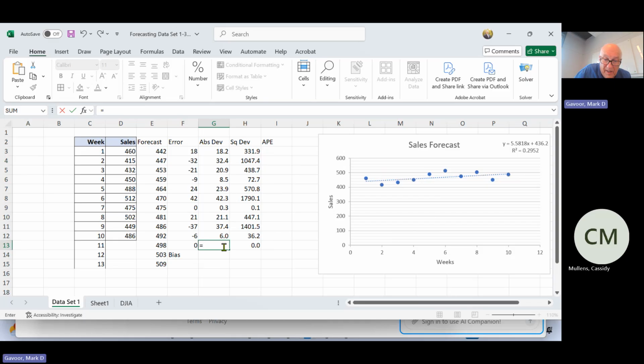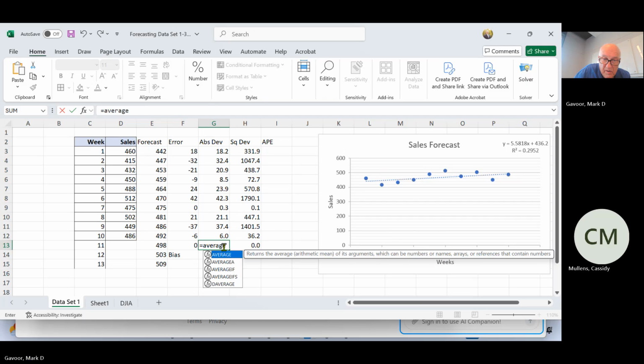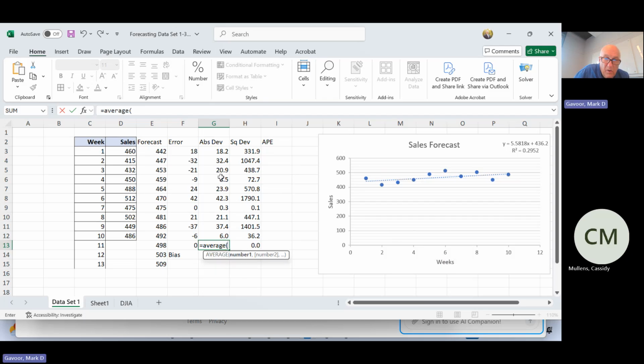So what do I want to do? I want to take the average of what? All of this. Can I live with 21 being off by 21? Does that make it a good forecast? Or not? It's a judgment call.